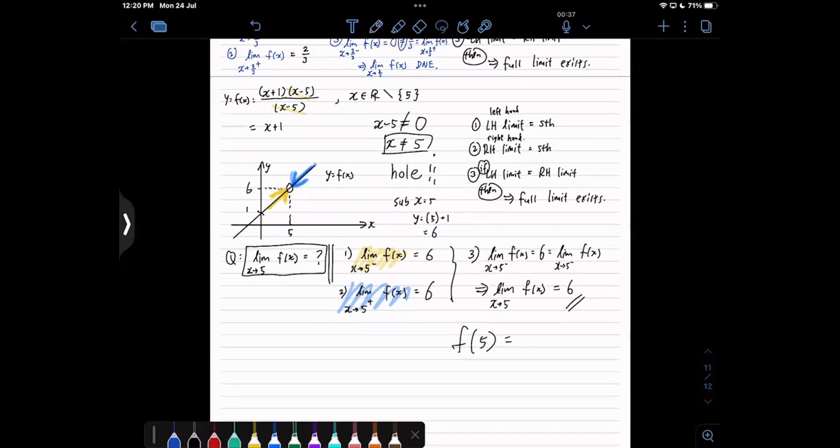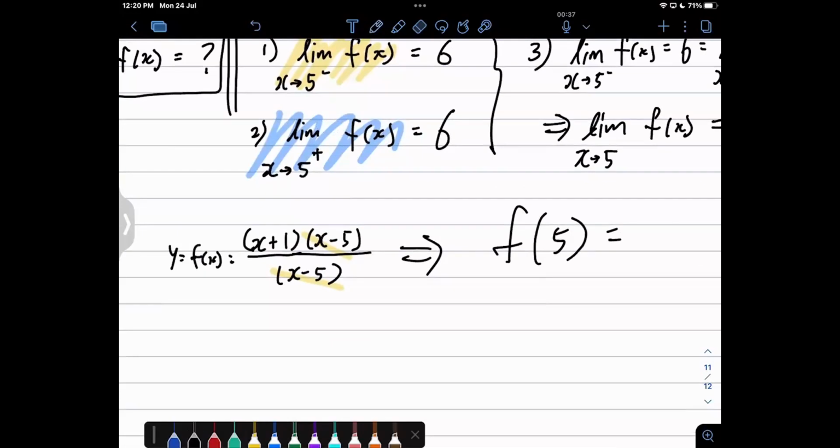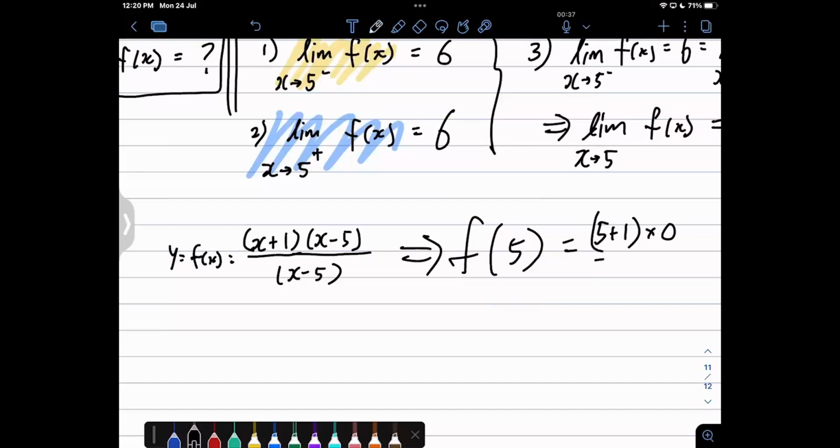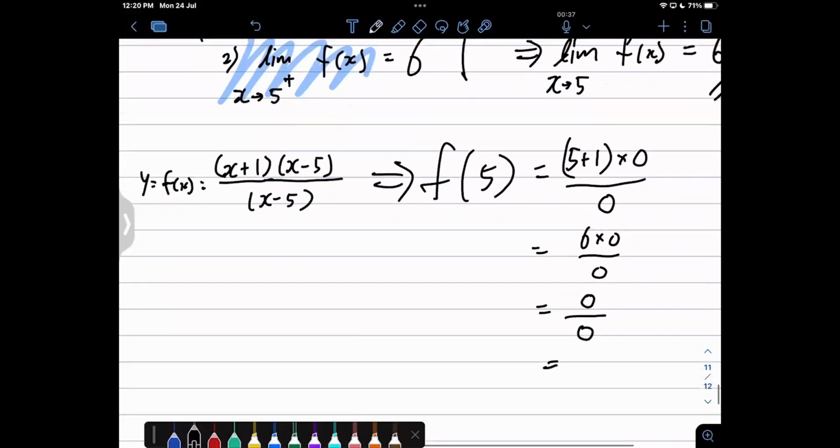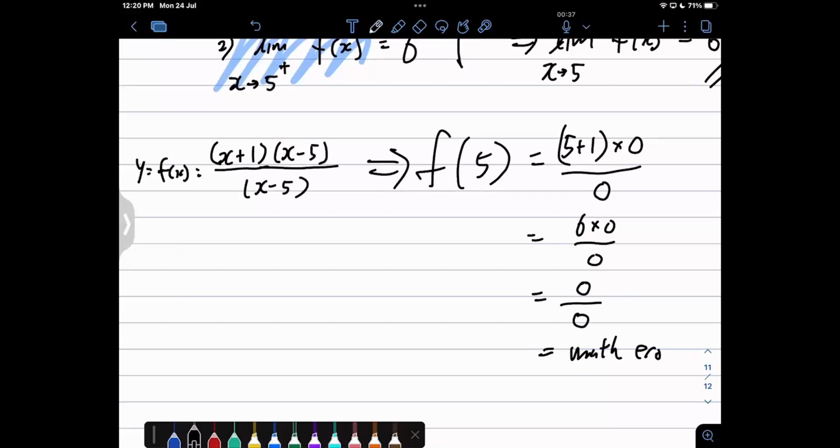Substitute with 5, right? But you must use the original format of f of x, this expression before you cancel. So if you sub in f of 5, what do you get? Math error. 5 plus 1 times 0 over 0. Very good. You end up with 6 times 0 over 0, which is 0 over 0, and then you get math error. This is what we call an indeterminate form.